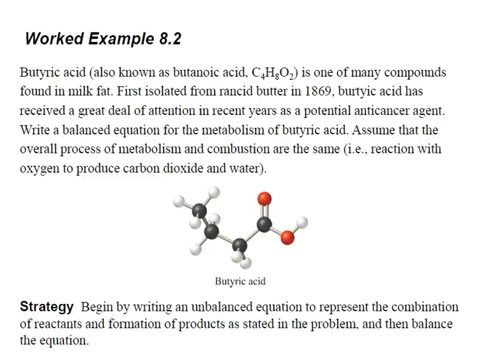And it's going to give us some information for what happens with metabolism. Just assume that the overall process of metabolism and combustion are going to be the same. In other words, reaction with oxygen to produce carbon dioxide and water. So we're going to start with our formula of butyric acid, add to that oxygen. This is the oxygen that is in the air we breathe. Anytime you burn anything, you're going to add oxygen to it. And that is diatomic oxygen. So make sure you put O2. Carbon dioxide is CO2 and water is H2O.